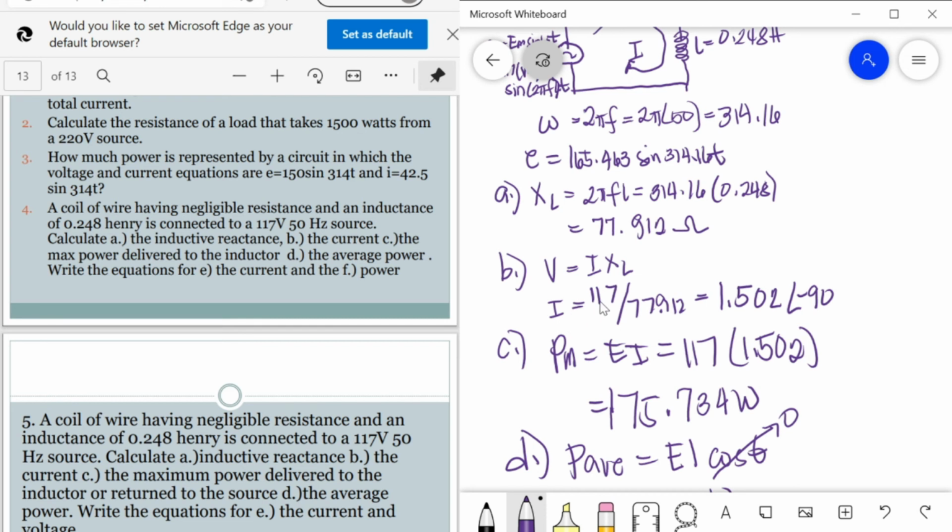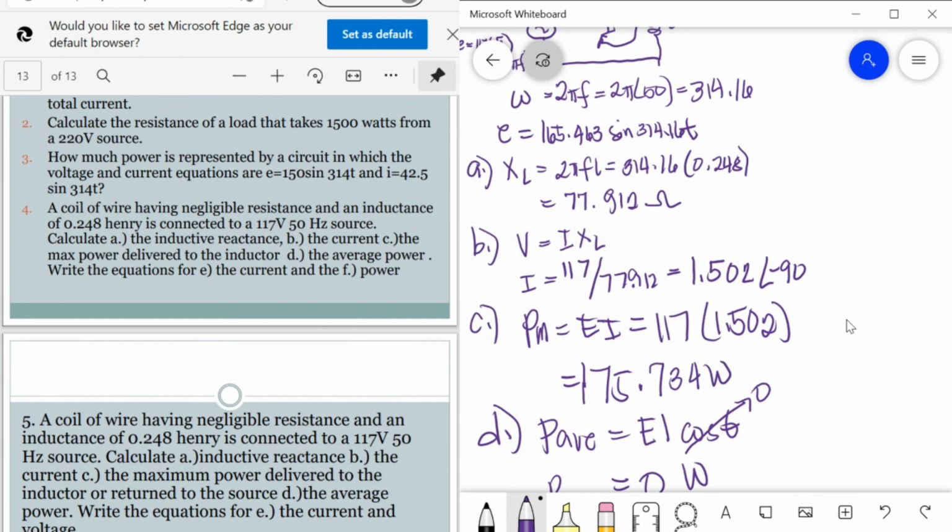The current: V is equal to I XL. So I is equal to 117 divided by 77.912. That is 1.502 angle negative 90 degrees. So this angle here represents that the current lags the voltage by 90 degrees. So this is I, and this is your V. They are displaced by 90 degrees, that's why the current has an angle of negative 90.